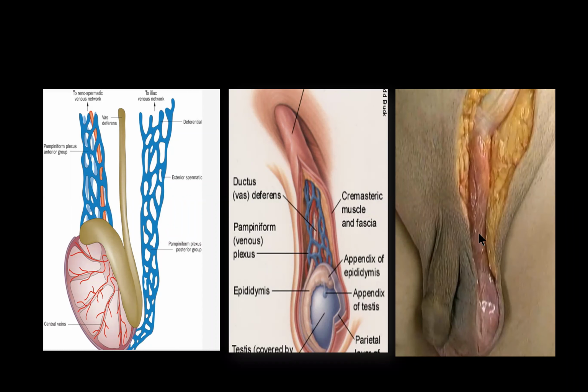The plexus of veins plus the three arteries, the testicular, cremasteric, and deferential arteries, in addition to lymphatics, nerves, and the vas deferens, are all loosely held together in connective tissue in the spermatic cord. The spermatic cord runs from the deep inguinal ring into the scrotum. It starts from the deep inguinal ring here and goes into the scrotum. So it contains arteries, veins, and lymphatics.